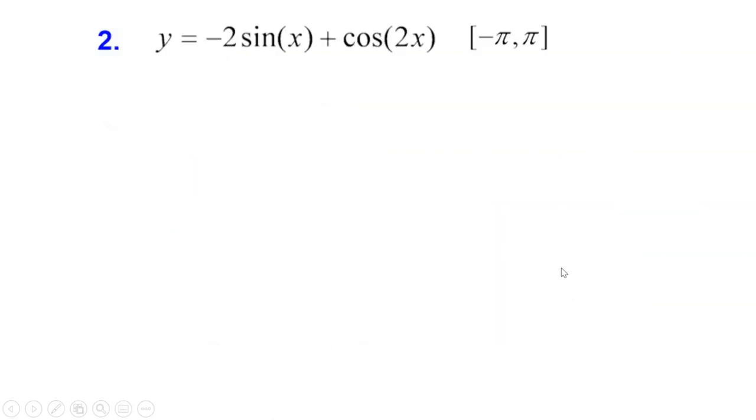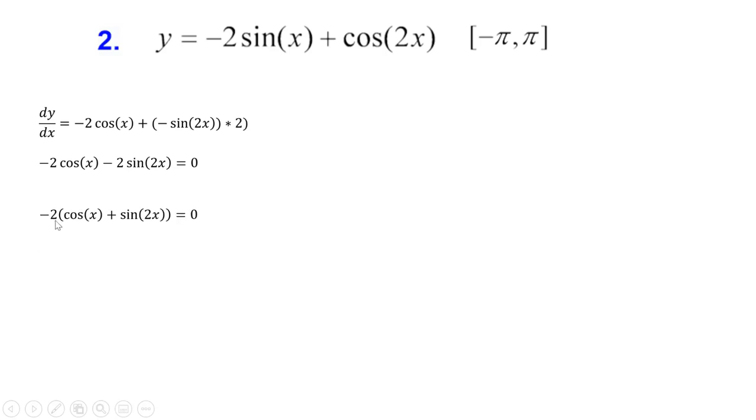Similar question: minus sine x plus cosine of 2x, going from minus pi to pi again. We still have to pay attention to over what domain we are looking for this. So let's start off with the derivative. It's just a sum of two things, so we take each derivative separately. That's going to give us minus the cosine of x, plus minus sine of 2x times 2. Let us set this equal to 0.